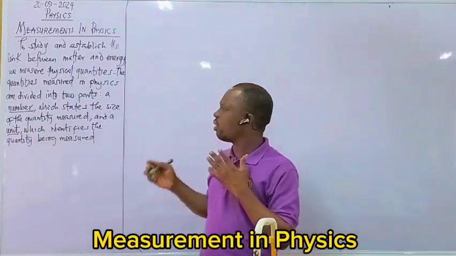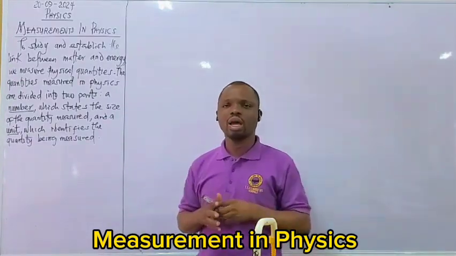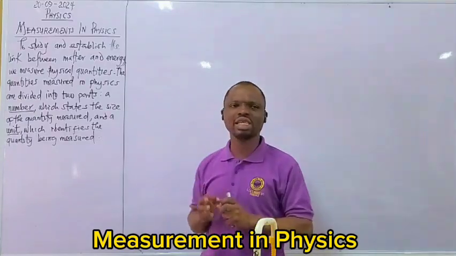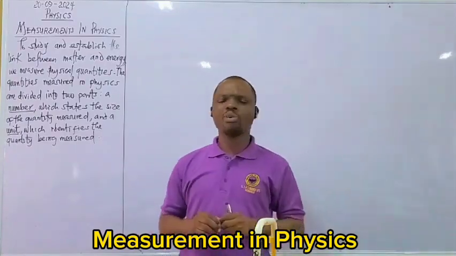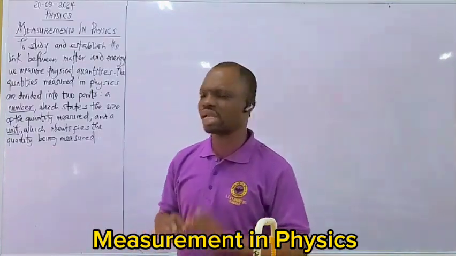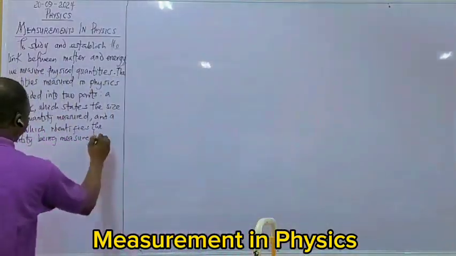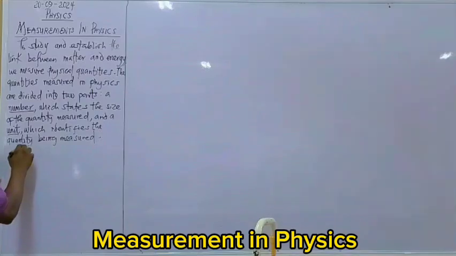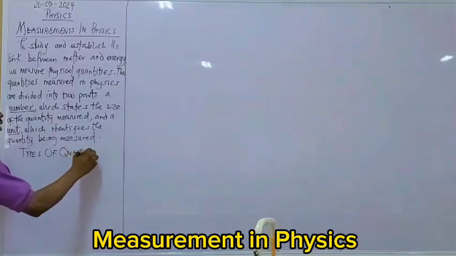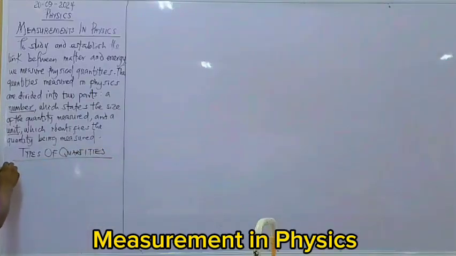So we have some units, we call them fundamental quantities and their units, and we also have those that we call derived quantities and units. Okay, so let's write. Types of quantities.